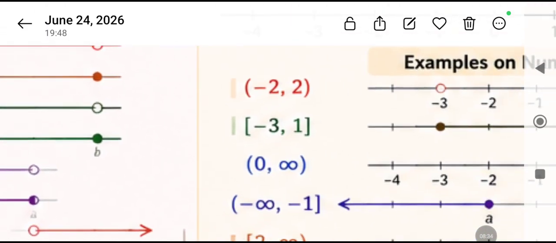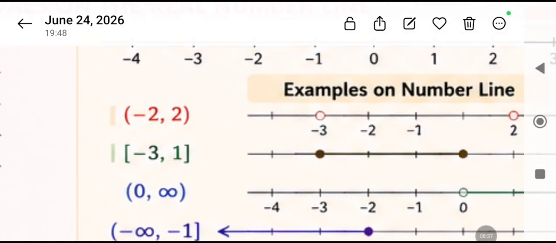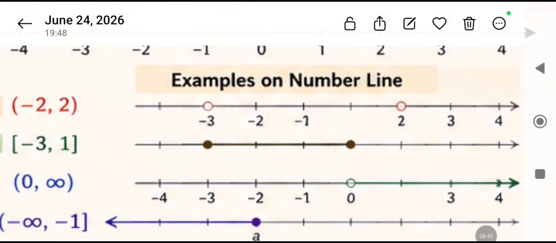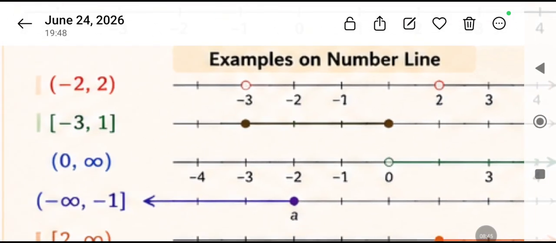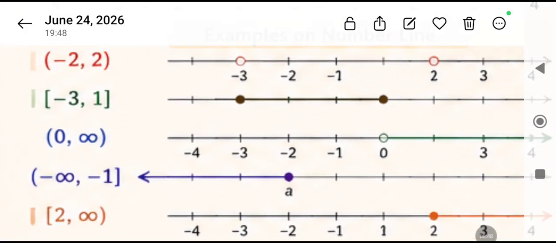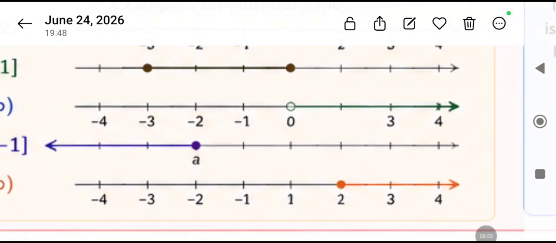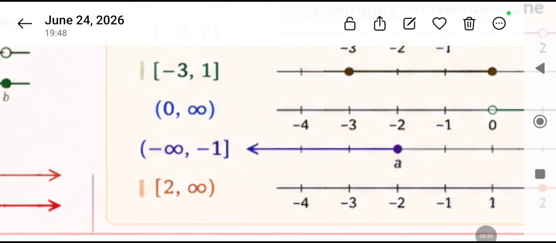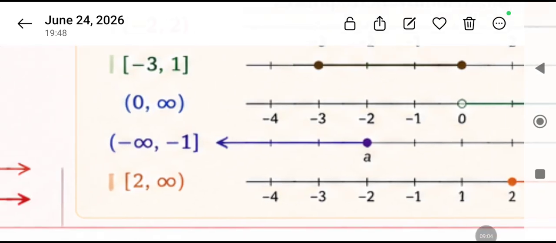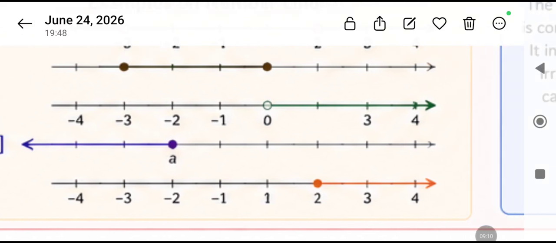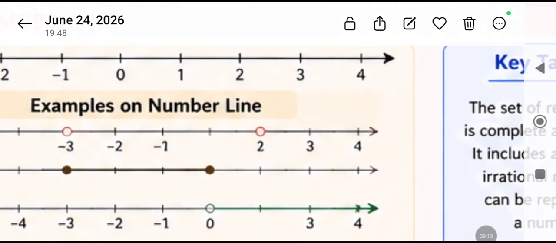Okay, some examples are here. Have a look, children. Here is (-2, 2), an open interval. This is the number line of the given interval. -2 and 2. [-3, 1] is a closed interval. And (0, infinity). Infinity means not ending. And (minus infinity, 1): minus infinity means endless, and -1. Open and closed intervals, and open interval (2, infinity), where there is no ending point on the other side. Okay, these are the examples.